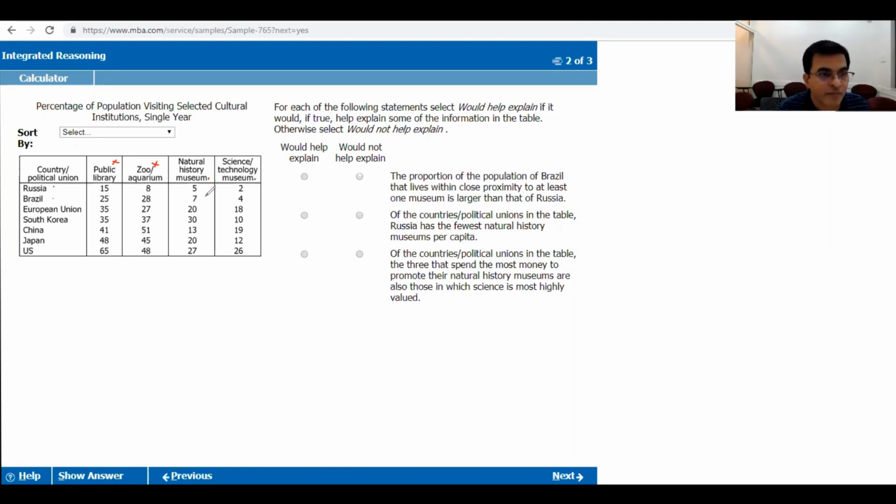As we can see, for Brazil, it's 7%. For Russia, it is 5%. Russia is below Brazil in terms of percentage of its population visiting this museum. And we see the same thing happening for science technology. Brazil is at 4%, but Russia is only at 2%. So what we are seeing in the table is that a lower percentage of Russian population tends to go to these two museums versus Brazilian population.